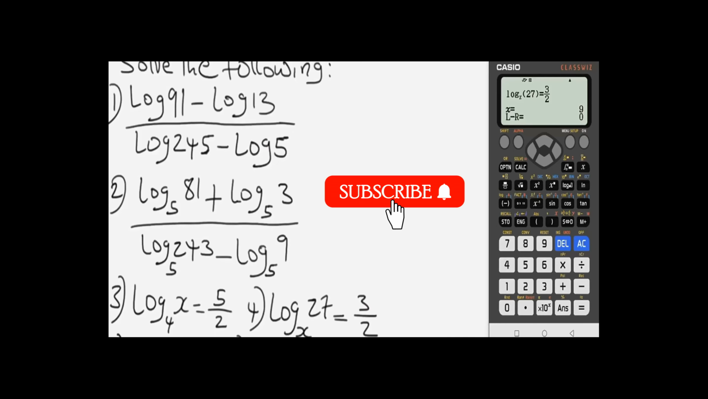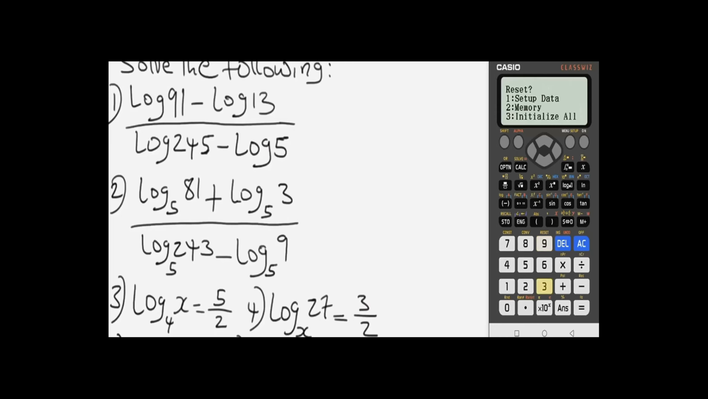So don't forget to reset once you're done. Just press shift, button 9, press 3, initialize all, press equal to again. So that's it.